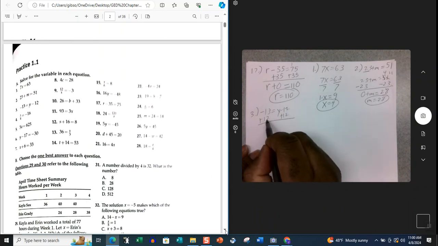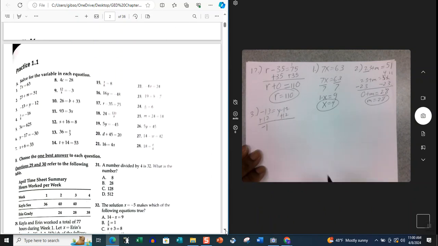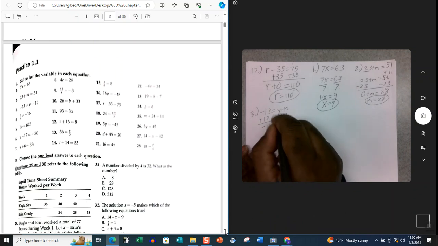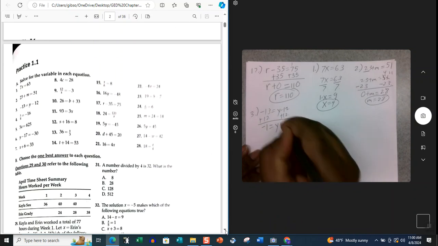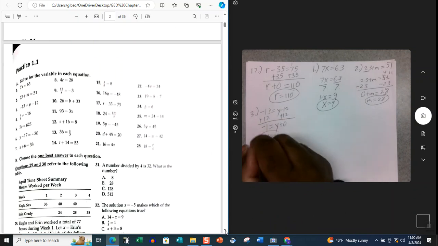Now negative 13 plus 12 will give us negative 1. And that is equal to, this would be y plus 0. So negative 1 equals y.